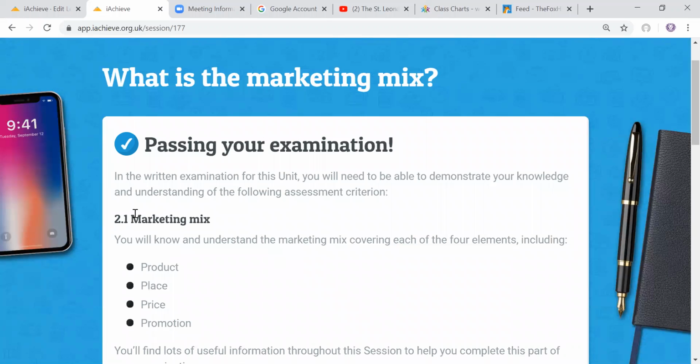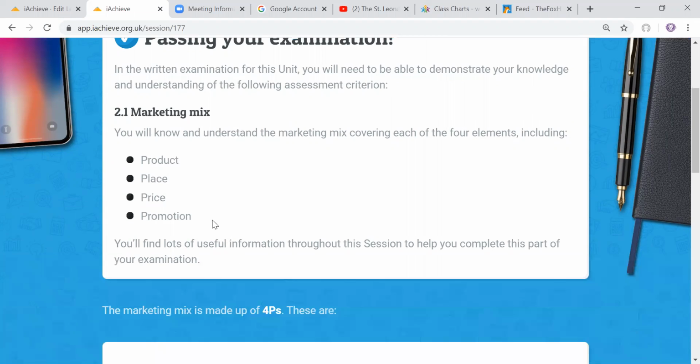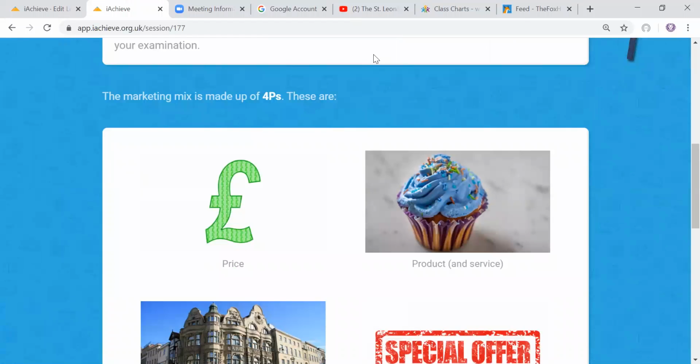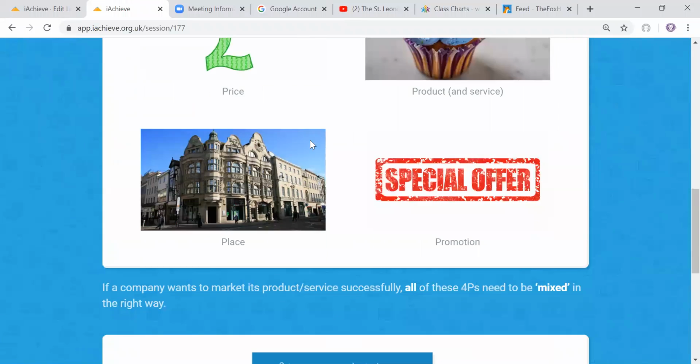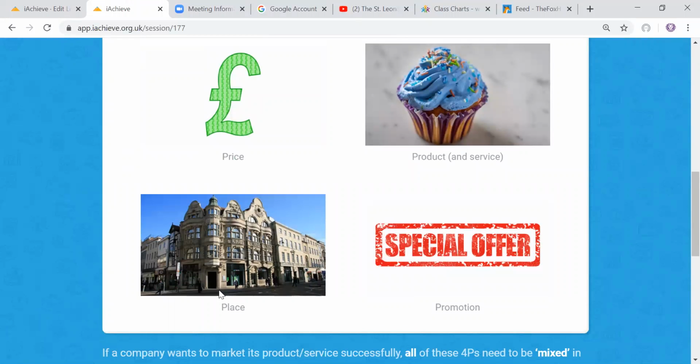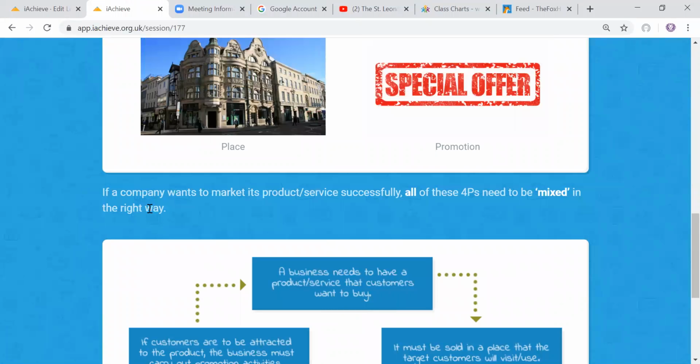Again, you will need to understand from this section the importance of the product to the marketing mix, the importance of the place of business, the importance of the price of the product, and the importance of the promotion strategy. Here are the 4 Ps. You can see under each one there is a picture: the price, the product, the place, and the promotion.